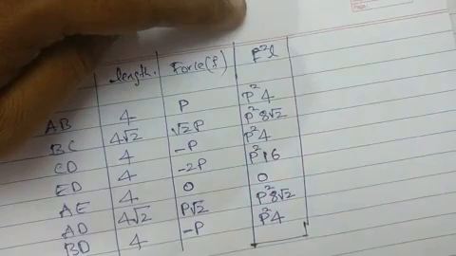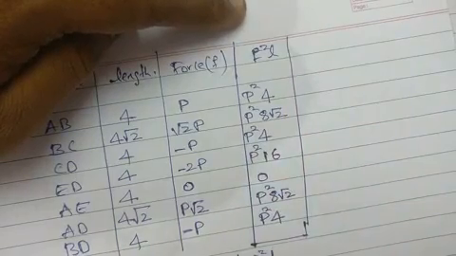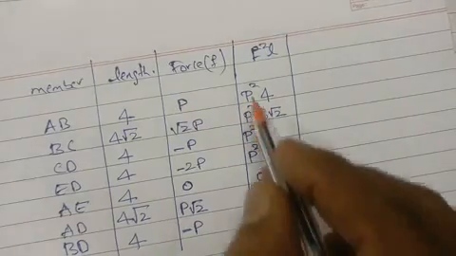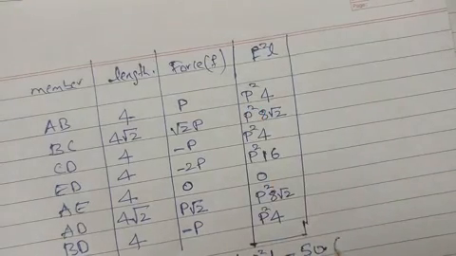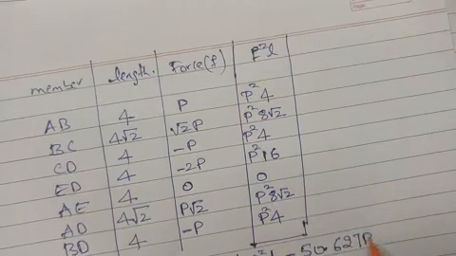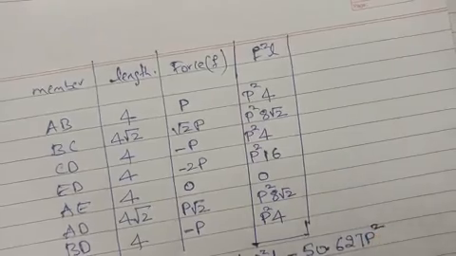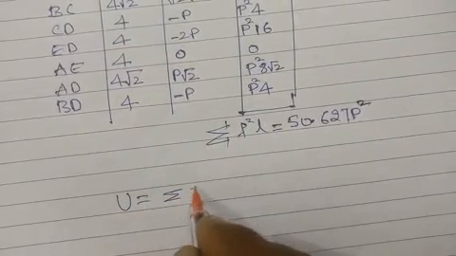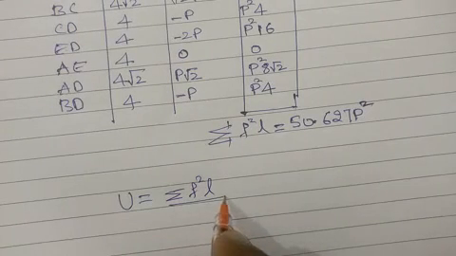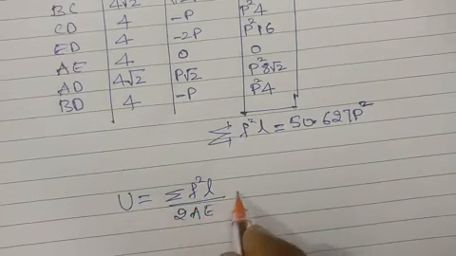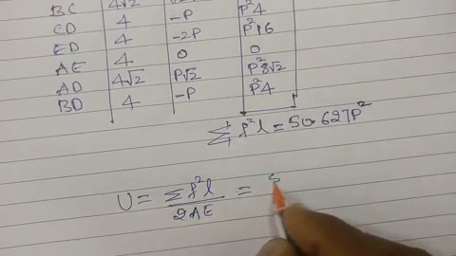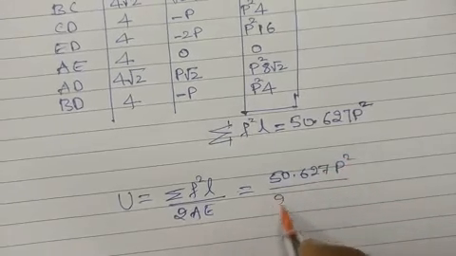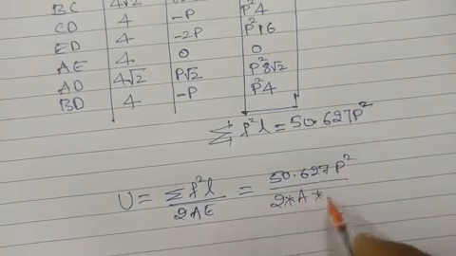After this we have to do the summation of F square L, which will be equal to 50.something. If you multiply and add all these things, 50.627 P square. After this, strain energy U is equal to sigma F square L by 2AE, which is equal to 50.627 P square by 2 into AE.